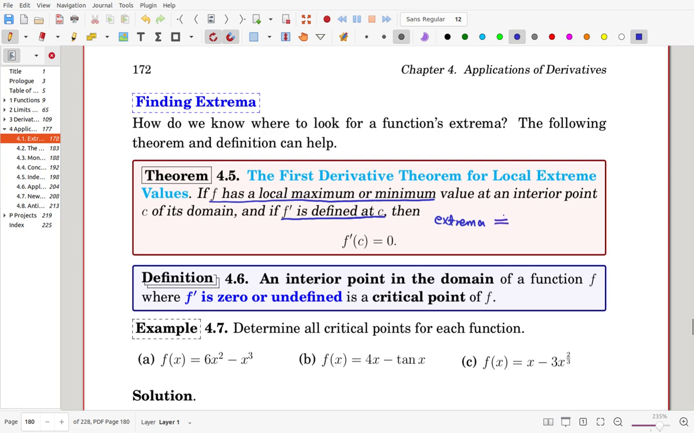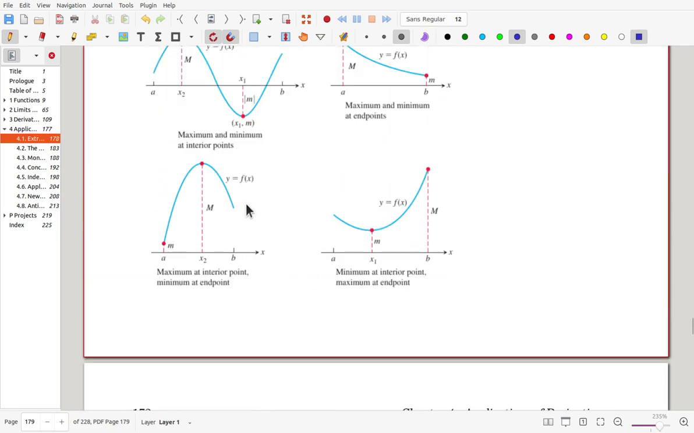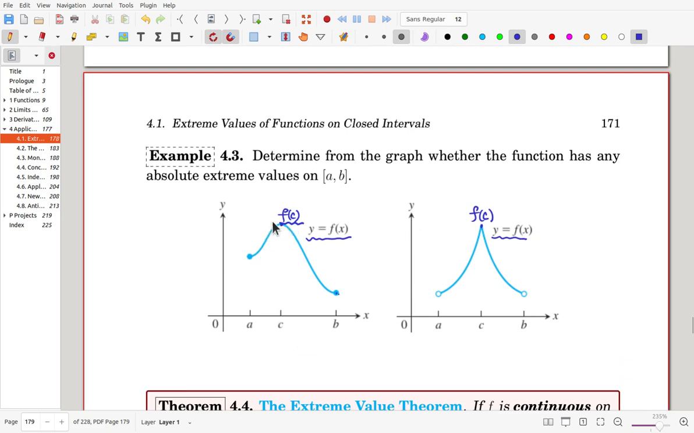If an extremum happens, then f prime equals 0. If it is a local extremum, locally smallest or locally largest, and it is differentiable, then at that point the slope must be 0. For instance, in this figure there is a local maximum, so the slope must be 0. And over there also, the slope must be 0.